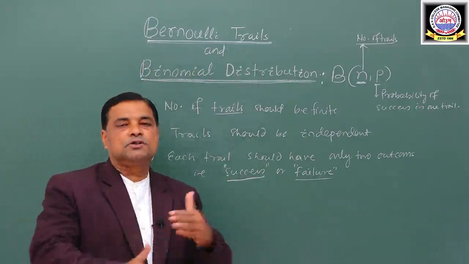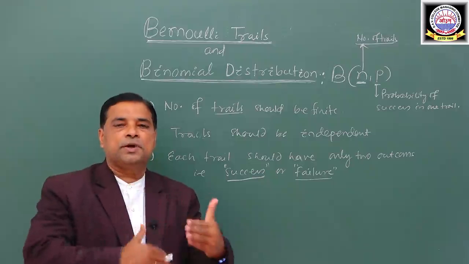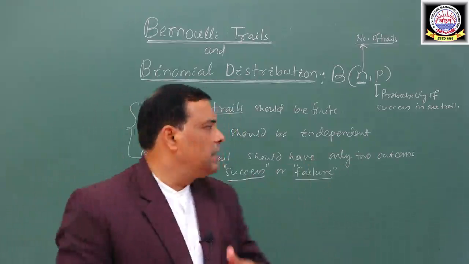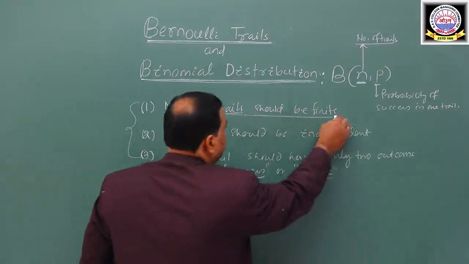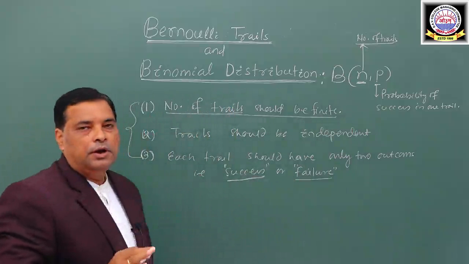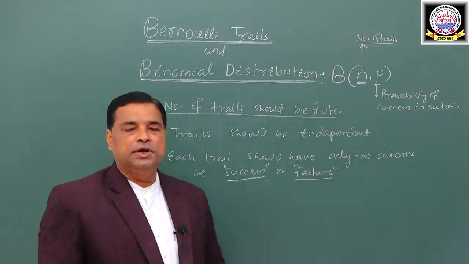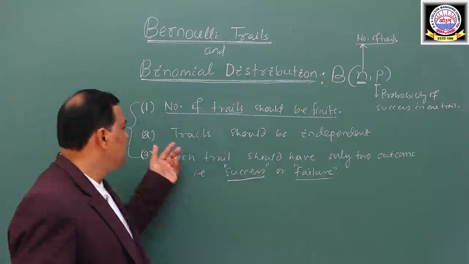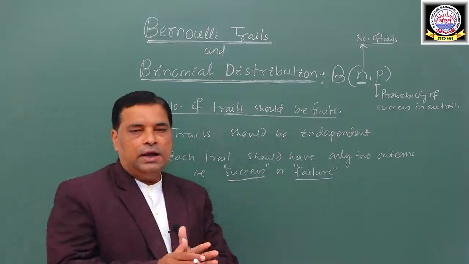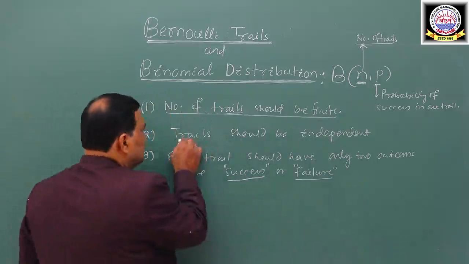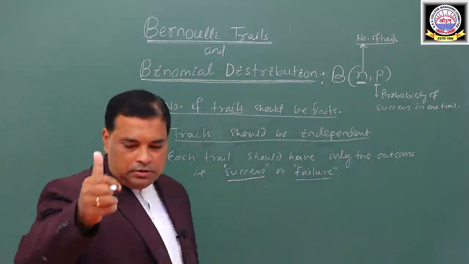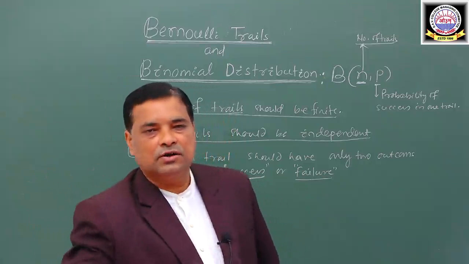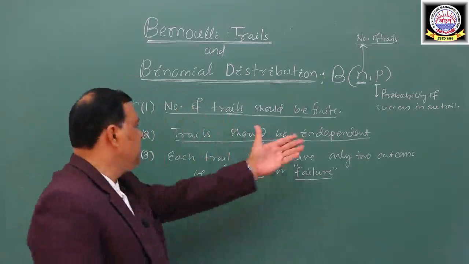And the trials must be independent of each other. One does not affect another. And it must have a finite number of trials. That means the number of trials should be finite. The counting has an end. Second, trials should be independent. One trial is independent of the other. That part is clear. So coin 1: the tossing of the first coin does not affect the tossing of the second coin. They are independent trials.